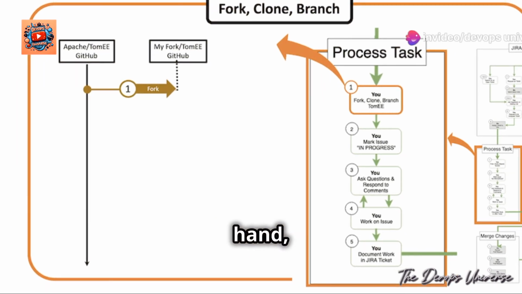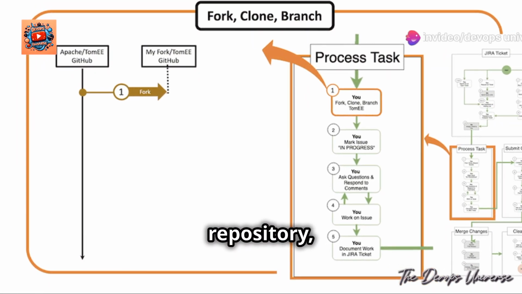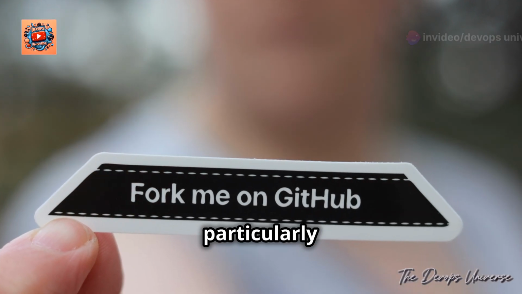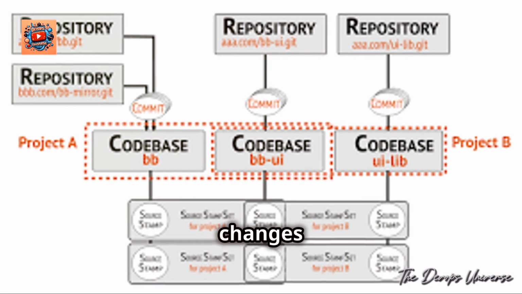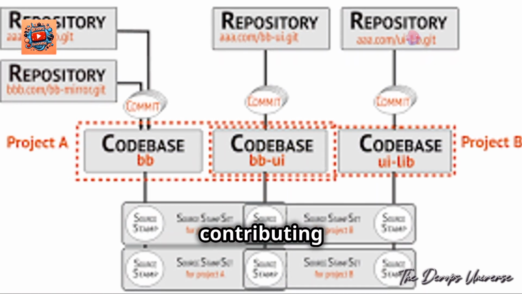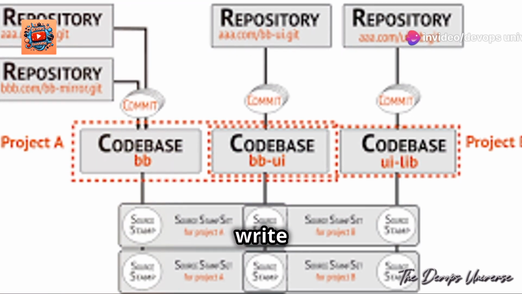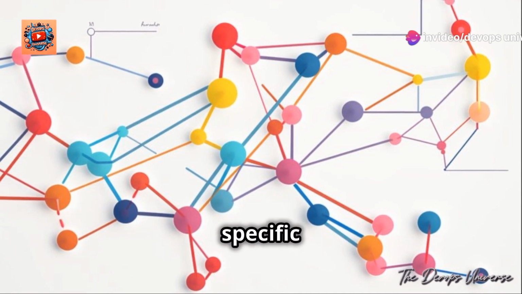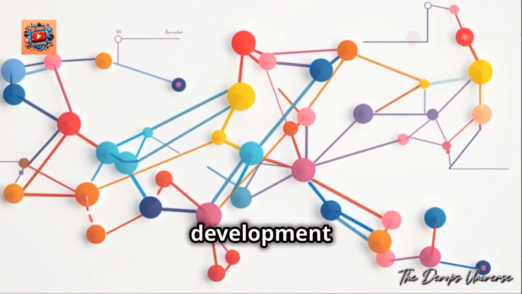Forks, on the other hand, are copies of an entire repository, including all its branches and history. Forks are particularly useful for experimenting with changes to a project without affecting the original codebase, or contributing back to a project you don't have write access to. Choosing between branches and forks depends on the specific context and goals of your development workflow.